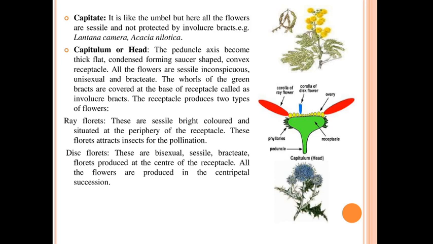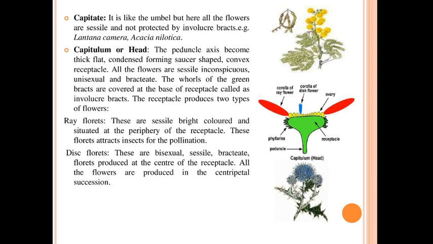Now, on the lower side, you have the involucre of bracts, which is covering the receptacle from the lower side. On the top, you have two different types of florets: ray florets and disc florets. Ray florets are present towards the periphery. They are sessile and brightly colored, situated at the periphery or the rim of the receptacle. And the main function of these ray florets is to attract insects for pollination.